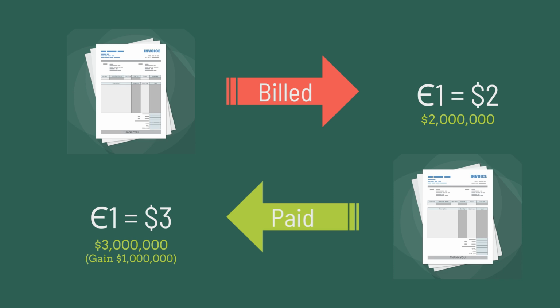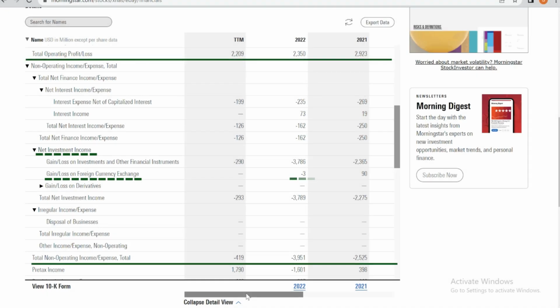On the other hand, if by the time the invoice is paid, €1 is equivalent to, let's say, $1.50, they will have a loss of $500,000. Basically, because it was issued considering the exchange rate of $2 per each euro initially. So they recently lost $3 million in currency exchanges.